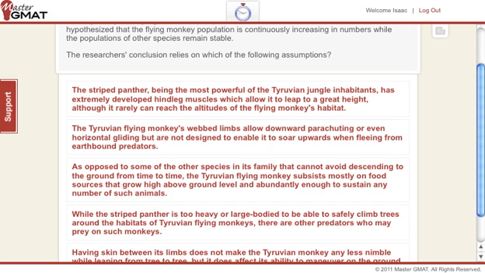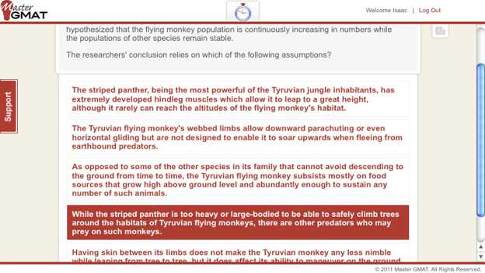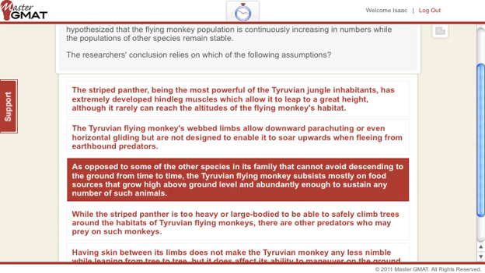So we go to C, and in C we see that the researchers must have assumed that there's a fundamental difference between the flying monkey and other species that prevents the striped tiger from getting to the flying monkey. So the first part of this answer choice is already known to us. The panther preys on other types of monkeys. And since the striped panther always remains on the ground, it follows that these monkeys must descend.